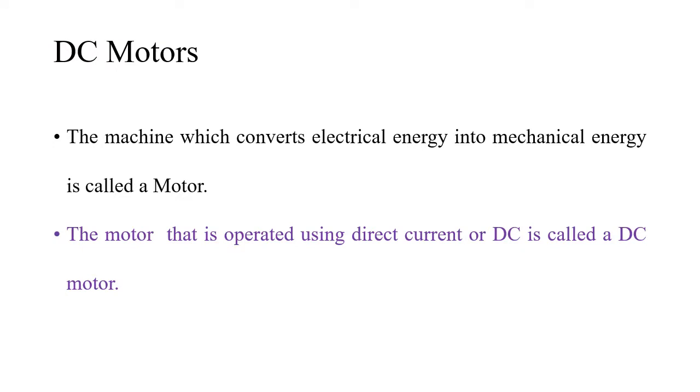DC motor: the machine which converts electrical energy into mechanical energy is called a motor, and if it converts DC electrical energy into mechanical energy, then it is called a DC motor. That means this motor operates under DC power supply.